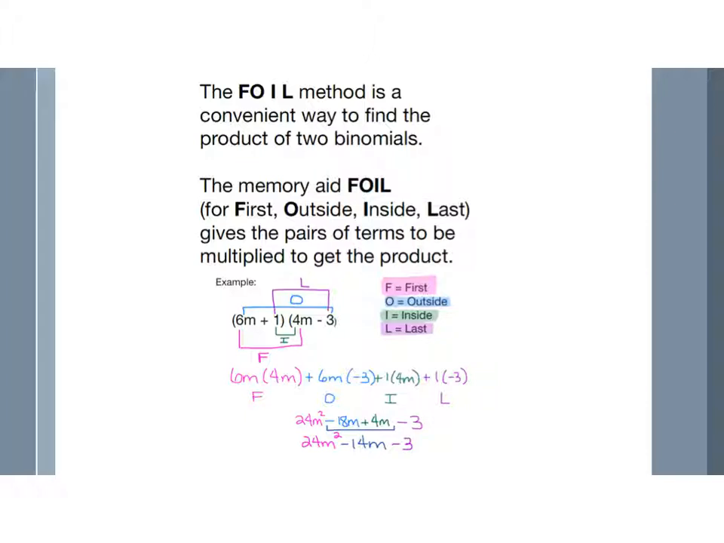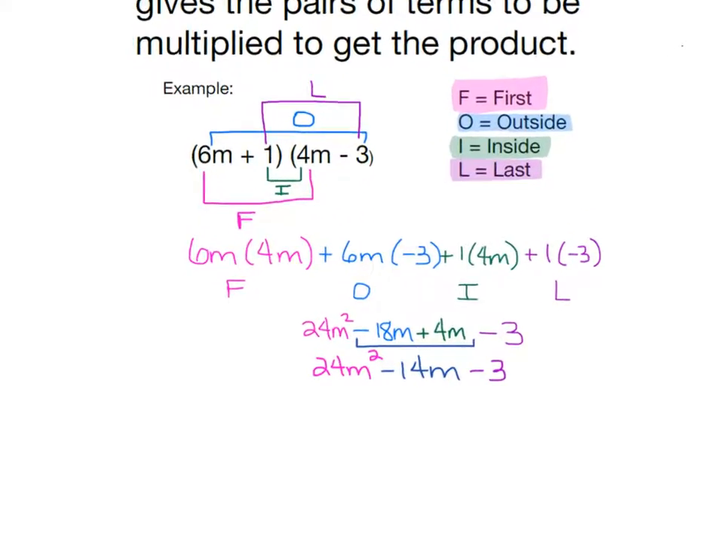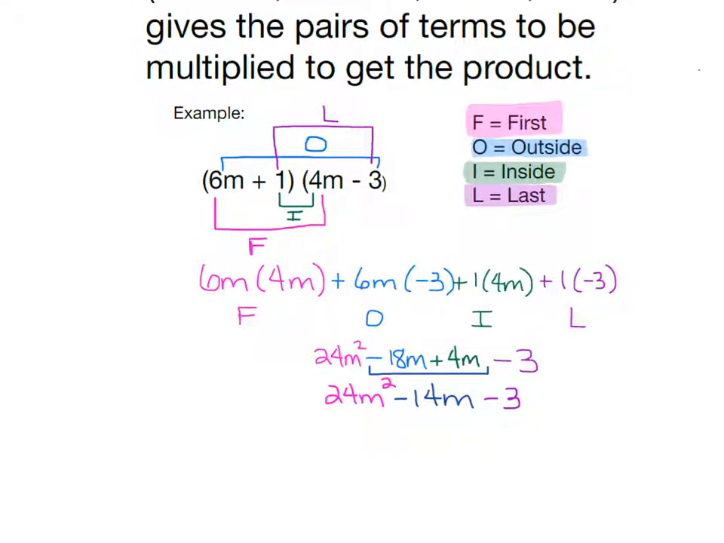And the letters of the word FOIL, the F stands for the word first, so the two first terms. The O in FOIL stands for outside or outer, and the I in FOIL stands for inside or inner, and then the L in FOIL stands for last. So it tells you the pairs of terms to be multiplied together. So for example, the first term in each of the binomials is going to be the 6m and the 4m. So when you multiply those two together, 6m times 4m gives you the 24m squared.